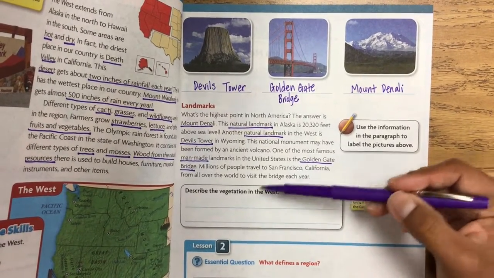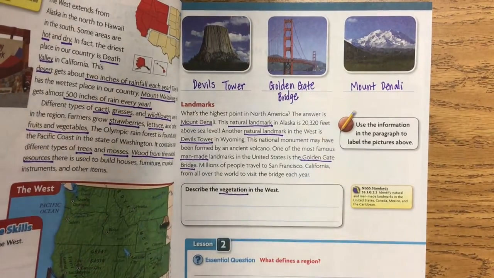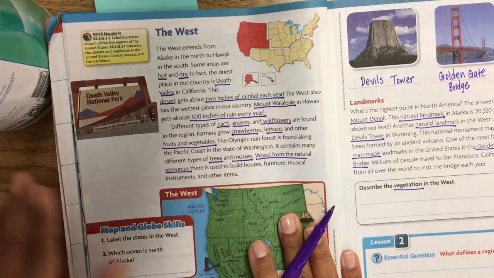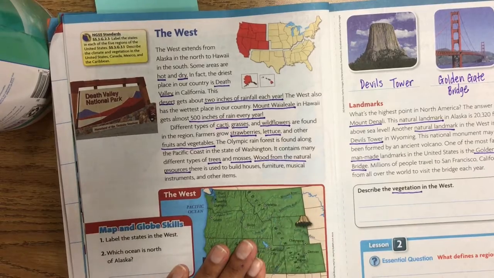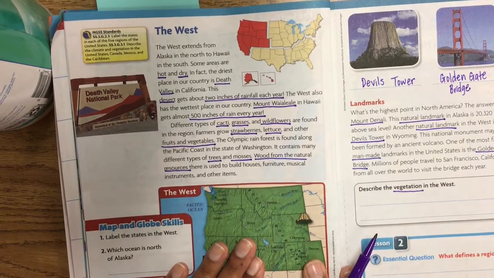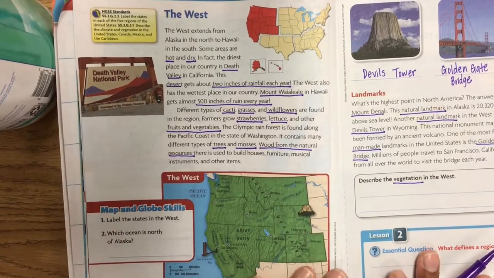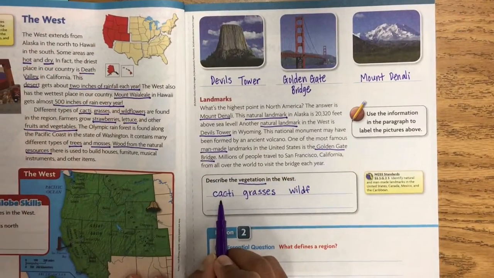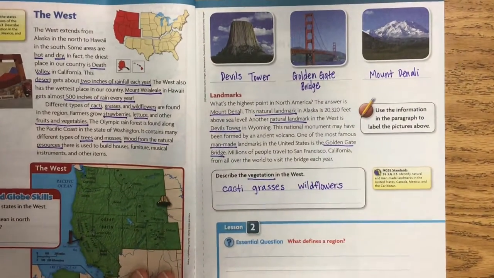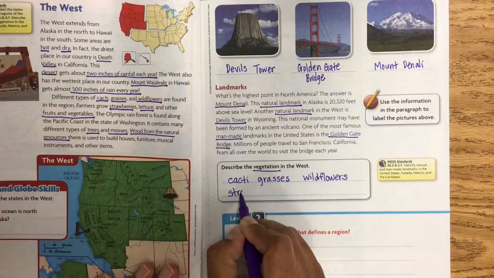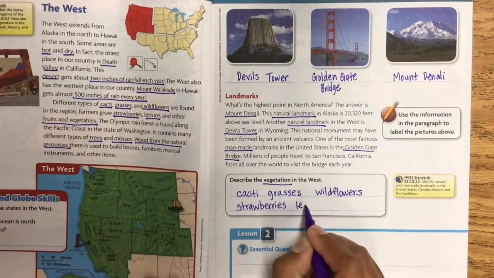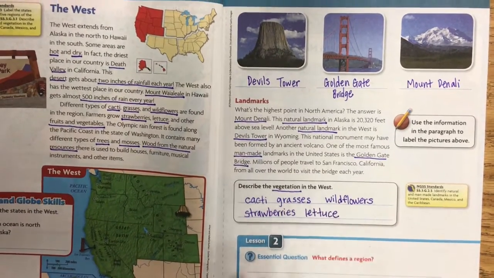All right, now let's take a look at the task below. Describe the vegetation in the West. So what are some things that are growing in this region? If I go back to page 30, we underlined quite a bit. Cacti, grasses, wildflowers. We also had strawberries, lettuce, fruits, and vegetables growing as well. So let's go ahead and add quite a few. Cacti, grasses, wildflowers are found in the region. Farmers are growing strawberries, lettuce, and other fruits and vegetables.